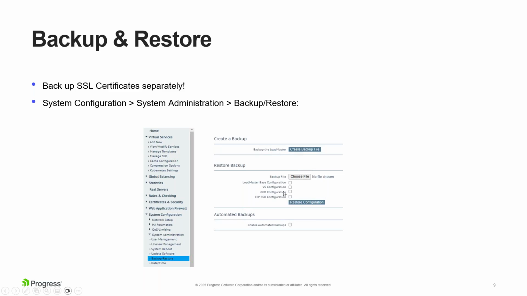Then the geo configuration separately, or everything that's in that geo bracket if you use Enterprise Plus level. And the ESP SSO configuration. So this is all of your client side SSO config, your server side SSO config, and your image sets.